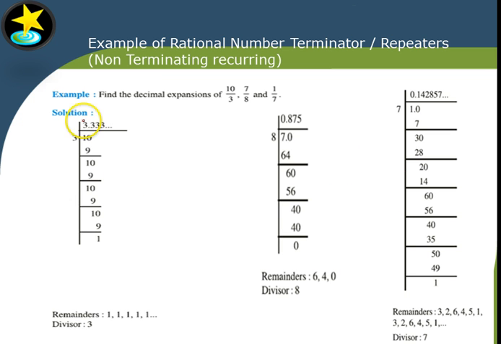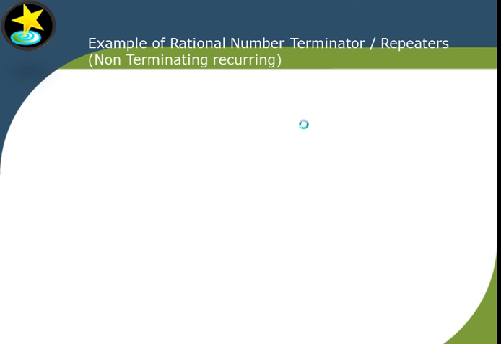This was a repeater example with one digit. This is a repeater example with 6 digits. And this is a terminator where it has terminated after 3 decimal digits. Let's move on to the next one.